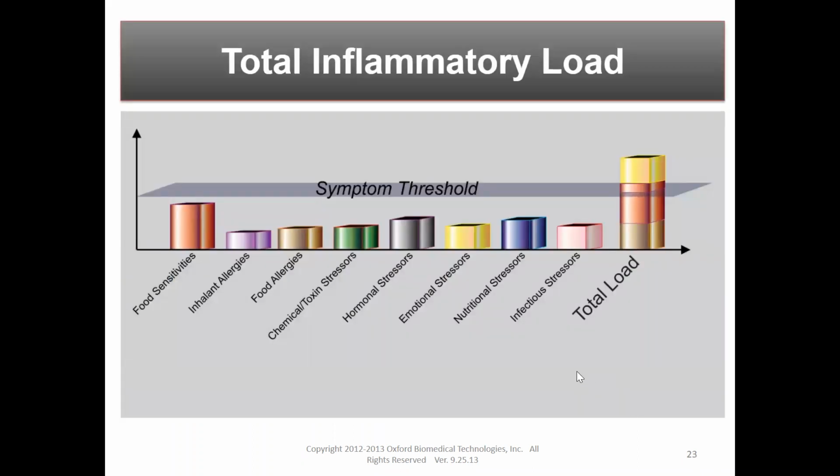So again, these are just different types of inflammatory stressors on the body: food sensitivities, inhalant allergies, food allergies, chemicals and toxins, hormonal stressors, emotional stressors, nutritional stressors, infectious stressors, etc. So obviously, we want to make sure that we're limiting that as much as possible.